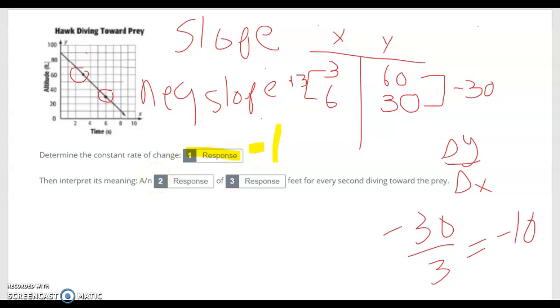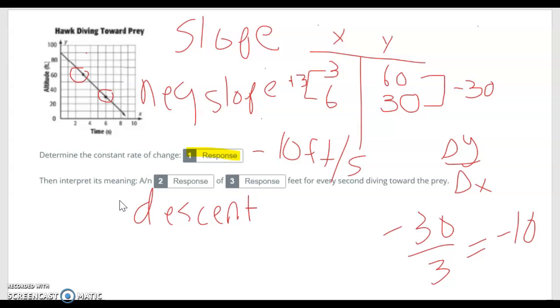This answer right here would be negative 10 feet per second. To interpret its meaning, it's a descent of 10 feet for every second. Descent means negative, so that's your negative 10 right there. You would not do descent negative 10, you would do descent 10.